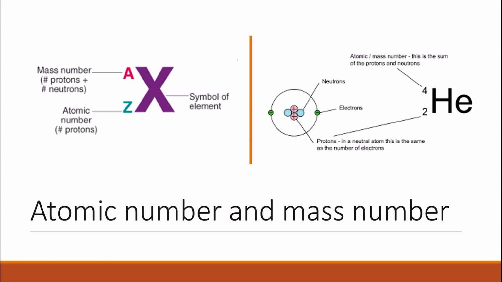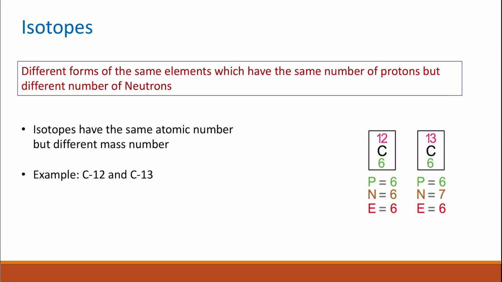So the atomic number is the total number of protons, and this will also equal the number of electrons in case of an atom. The mass number is the total number of protons and neutrons inside the nucleus. This is as a definition. So you can find the number of neutrons simply by subtracting the atomic number from the mass number. So mass number minus atomic number will give you the number of neutrons.